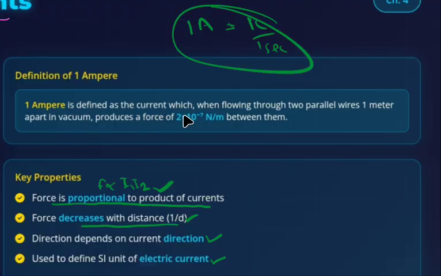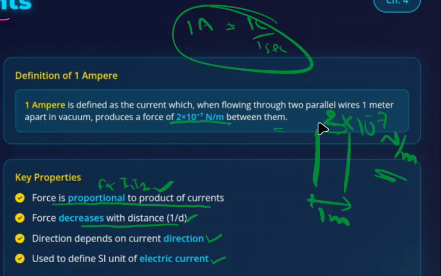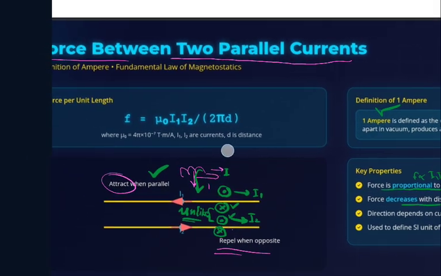That is, 1 ampere is defined as a current which when flowing through two parallel wires 1 meter apart in vacuum produces force of 2 into 10 to the power of minus 7 Newton per meter between them. Two wires are there, they are separated by 1 meter distance, and the force between these two wires is 2 into 10 to the power of minus 7 Newton per meter. This much force is acting, that may be the attraction or repulsion. Then only we can say 1 ampere flow of current will be there through these wires. Okay, like this we can define. Thank you.